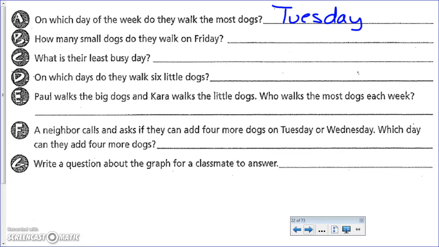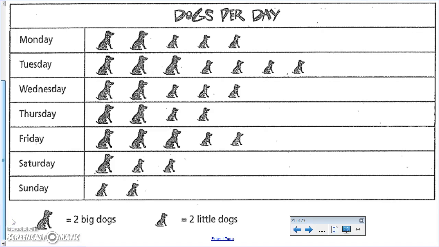Question B. How many small dogs do they walk on Friday? If we look at Friday, we can see 2 pictures of the little dog, but we have to go and look at the key down at the bottom. It tells us that each one of those pictures stands for 2 dogs. So on Friday, they walk 4 small dogs.